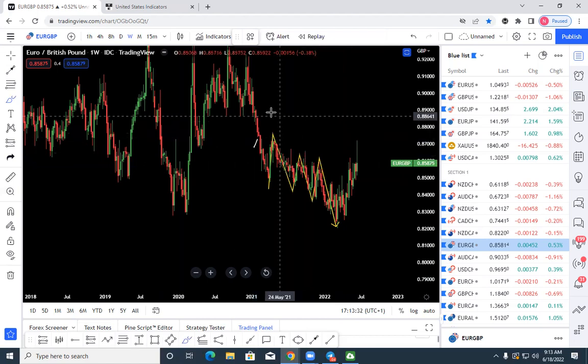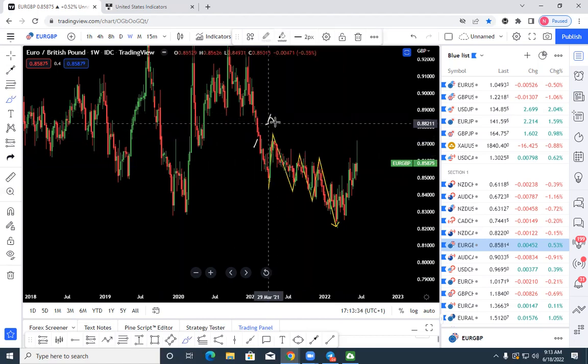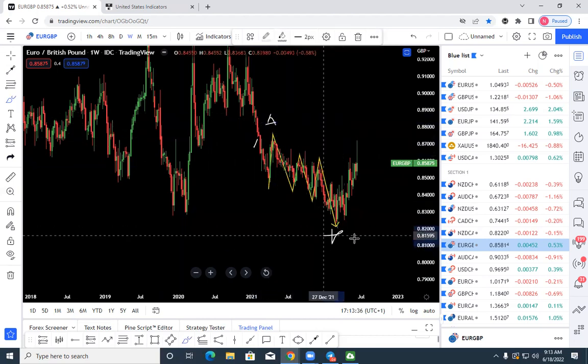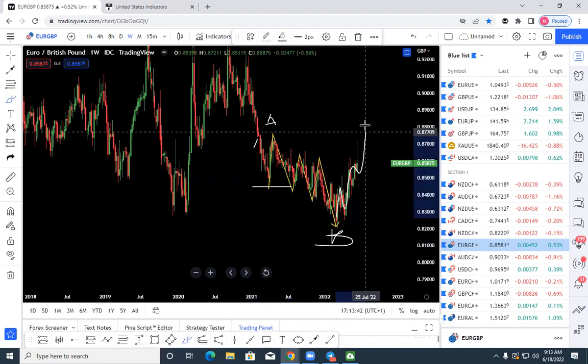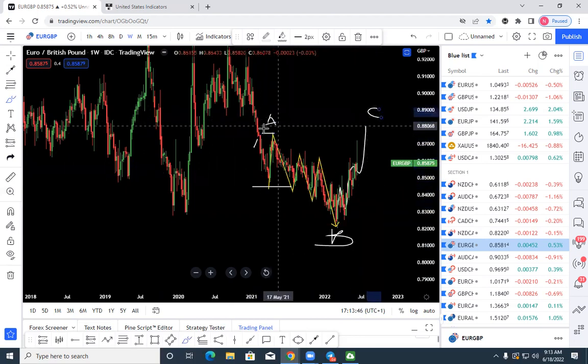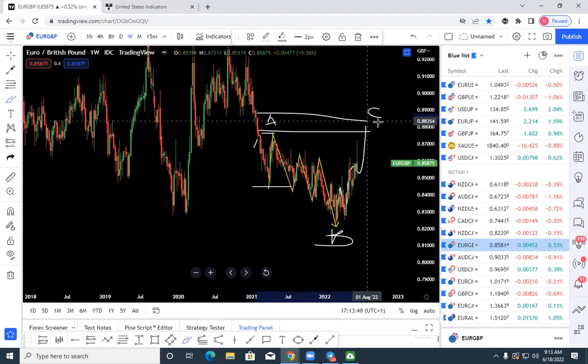All right. This is wave A. This is wave B, that has broken the beginning of this wave A. Ordinarily, we want this five wave structure to break this level here to form wave C. This is at supply level, is supply.